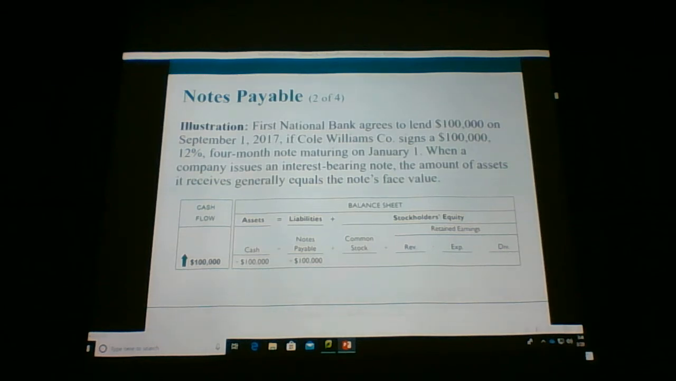This is simply to recognize that we received $100,000 from the bank, and we also have created a $100,000 obligation to that same bank.